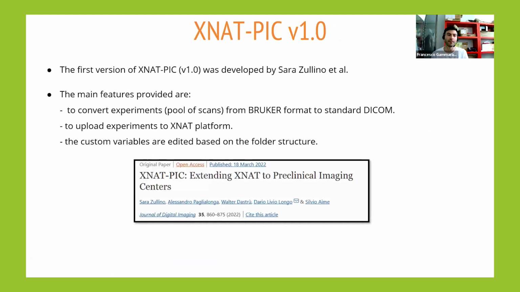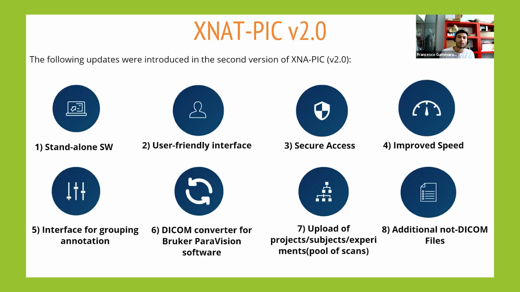So the first version of XNAT-PIC was developed by Sarah Zullino and colleagues. The main features that it provides are a converter for experiments, and you can also upload your experiment to the XNAT platform, and the custom variables are edited based on the folder structure. But now we have developed a new version of XNAT-PIC, the version number 2, that has new updates.